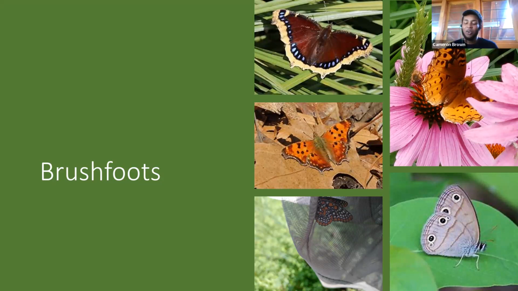Next, I will go on to the subfamily Limenitidinae, which contains the white admirals, red-spotted purple, and the viceroy. But these will be talked about later as they have their own special story to tell.